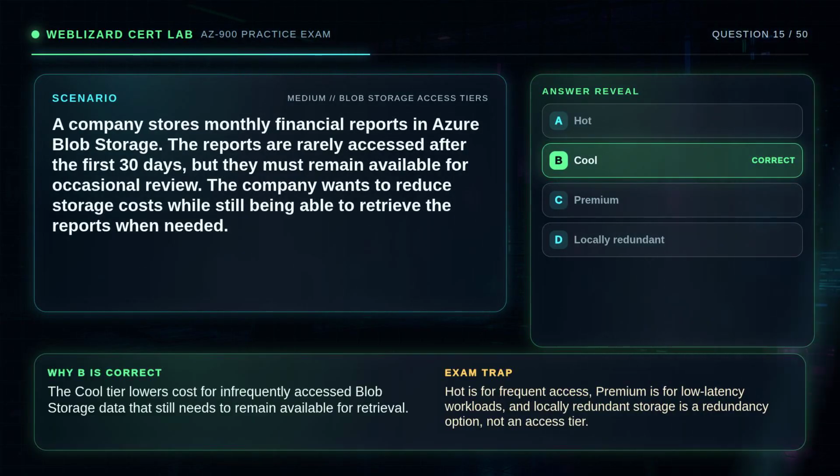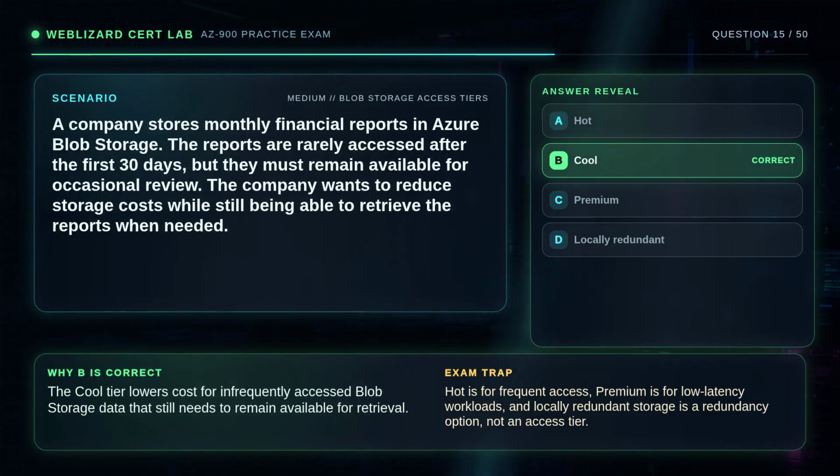Cool. The Cool access tier is designed for infrequently accessed blob storage data that still needs to remain available for retrieval. It lowers storage cost compared with Hot when data is not accessed often. Hot is best for frequently accessed data. Premium is for low latency, frequently accessed workloads. Locally redundant storage is a redundancy choice, not a blob storage access tier. The exam clue is rarely accessed, lower storage cost, but still retrievable when needed.